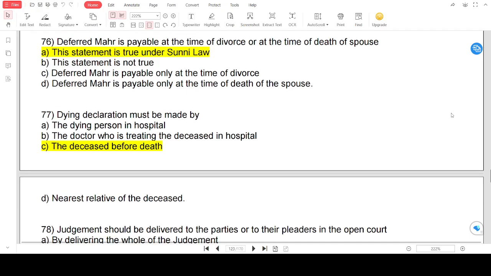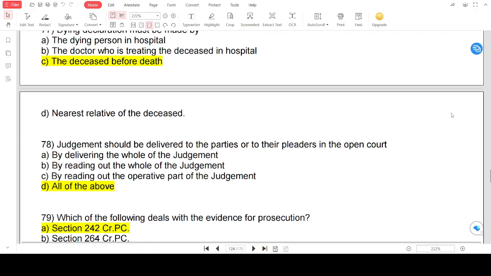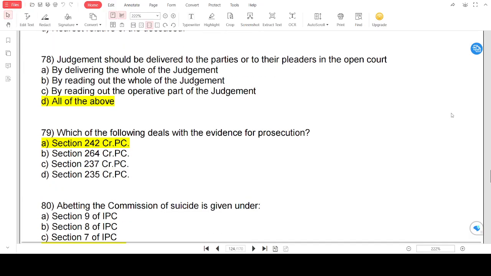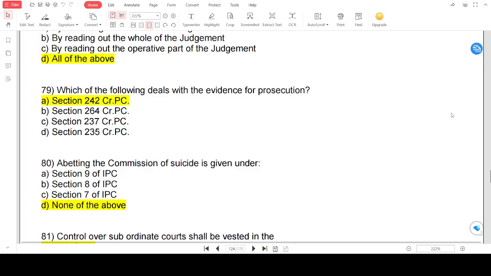A dying declaration must be made by the deceased before death. Judgment should be delivered to the parties or their pleaders in open court by delivering the whole of the judgment, by reading out the whole of the judgment, by reading out the operative part of the judgment. Which of the following deals with evidence for prosecution? Section 242. Abetting the commission of suicide is given under none of the above.